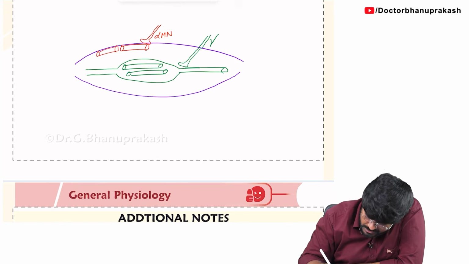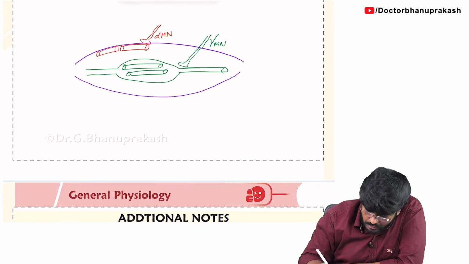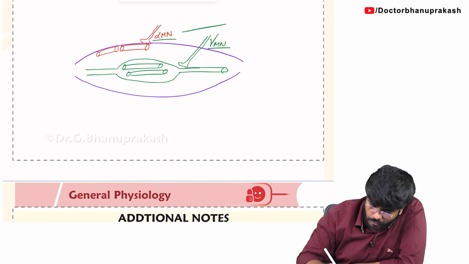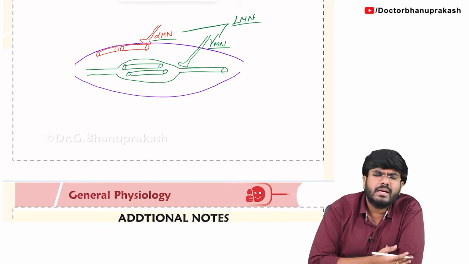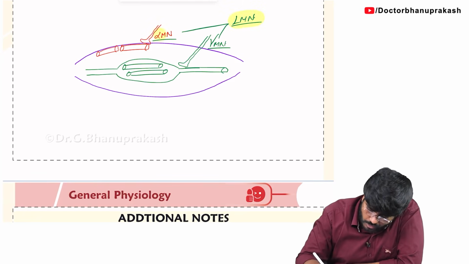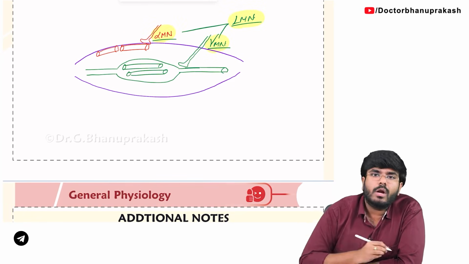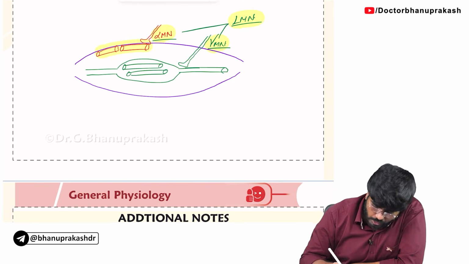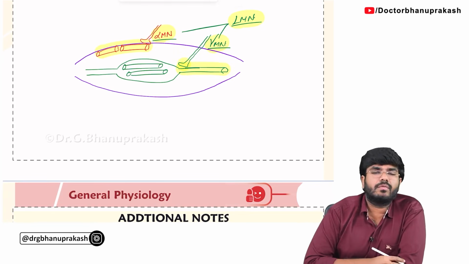This gamma motor neuron, and alpha motor neuron, both are types of lower motor neurons. Now tell me, how many types of lower motor neurons do we know? Lower motor neurons are of two types, alpha motor neuron and gamma motor neuron. Alpha motor neuron causes the contraction of the extrafusal fibers, gamma motor neuron causes the contraction of the intrafusal fibers.